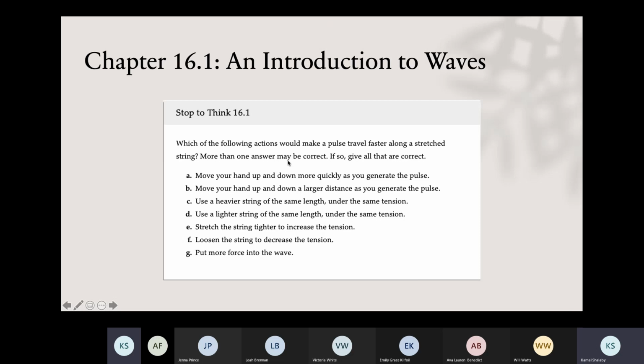Okay, so with that in mind, let us try to solve this. Which of the following actions would make a pulse travel faster along a stretched string? More than one answer might be correct. If so, give all the correct ones. Move your hands up and down more quickly as you generate the pulse. So as we move your hand up and down more quickly, what would that do to the wave?